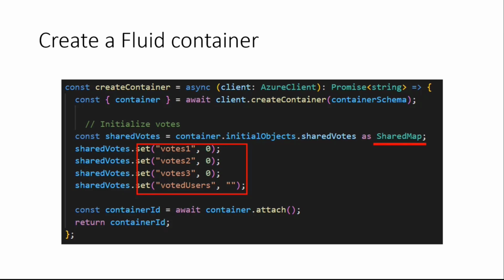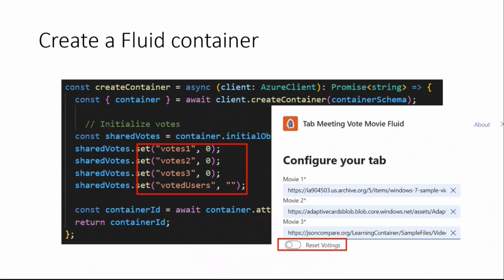What we are doing here is using so-called shared objects, and the most popular one is a shared map. A shared map you can think of, as a .NET developer, a bit like a dictionary. And you can see this also when I initialize my values in the next lines here. I'm initializing 3 votes to 0, and I also initialize a string with all my voted users to none, to blank. This is my data object, which I reuse all over the scenario. And this is what I'm doing at the moment when I configure my application the first time, or when I decide to reconfigure it and reset the votings. Then I will do the same again.